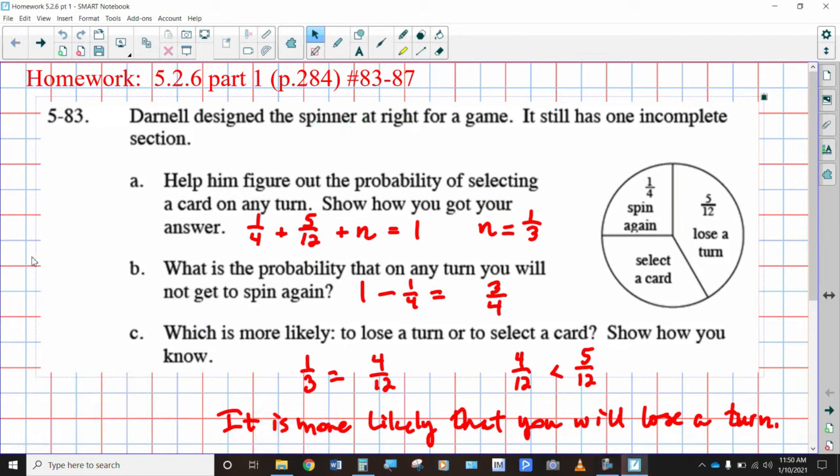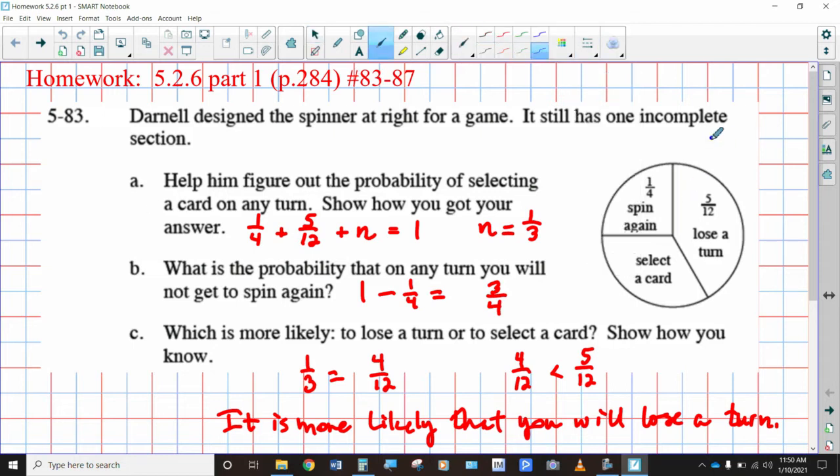Darnell designed a spinner at the right for a game. It still has one incomplete section. Help them figure out the probability of selecting a card on any turn. Show how you got your answer. All right, so what do we have here?